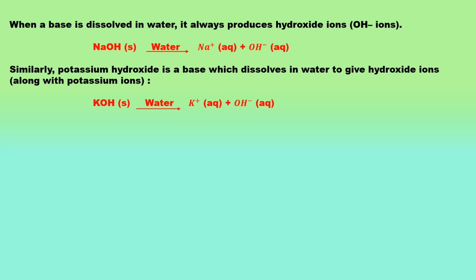From the above discussion we conclude that a common property of all the bases, or alkalis, is that they all produce hydroxide ions, or OH- ions, when dissolved in water. Now NaOH, KOH, Mg(OH)2, Ca(OH)2, and NH4OH are all bases, or alkalis, because they dissolve in water to produce hydroxide ions.